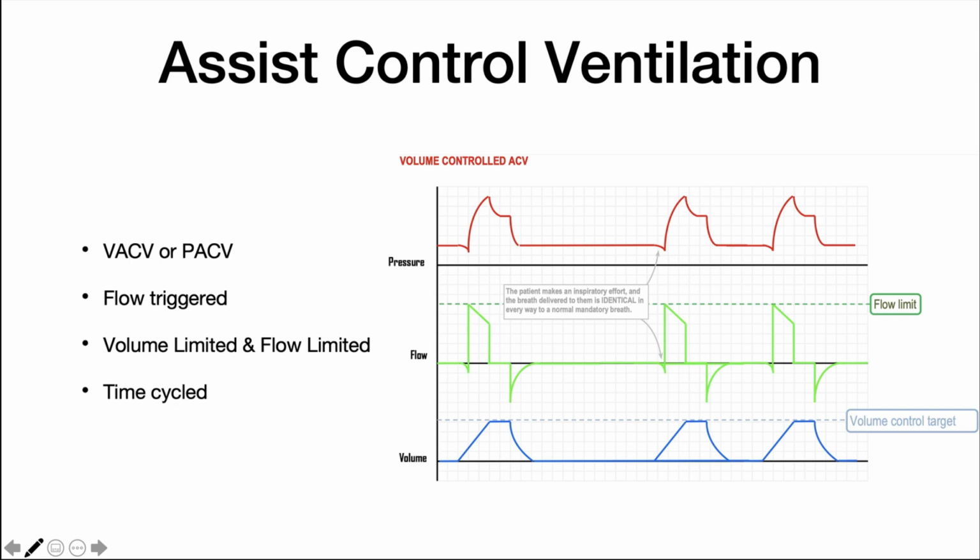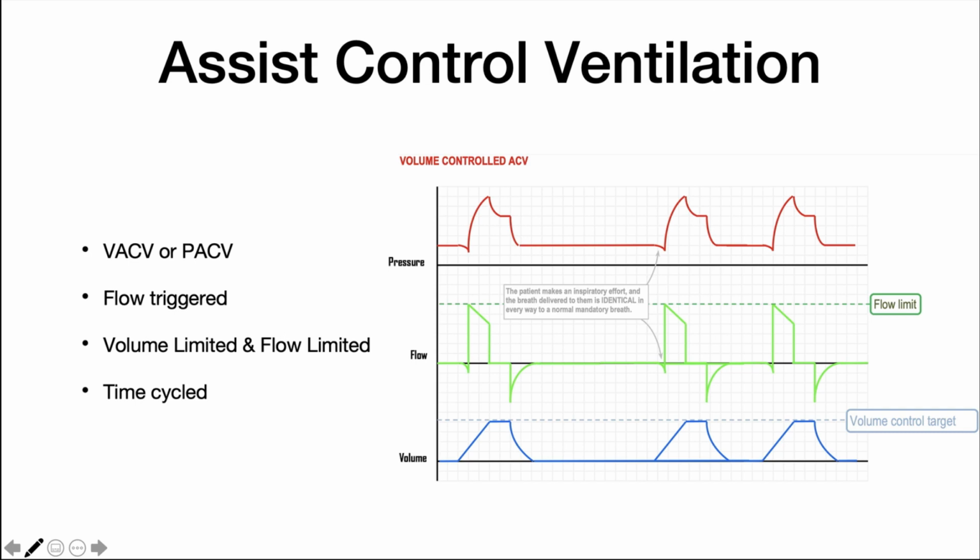In ACV, the limit variable that increases to the set threshold before inspiration ends is volume or flow or both. The cycle variable that ends the inspiration is the volume or time. So peak inspiratory airway pressure and plateau pressure are variable in this setting. In patients with deep sedation or neuromuscular blockade, the ACV functions more like a controlled mode ventilation.